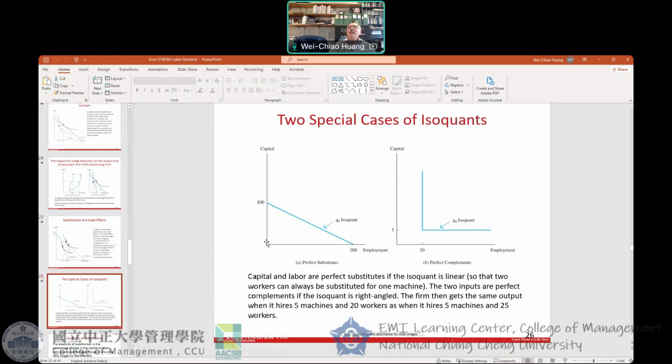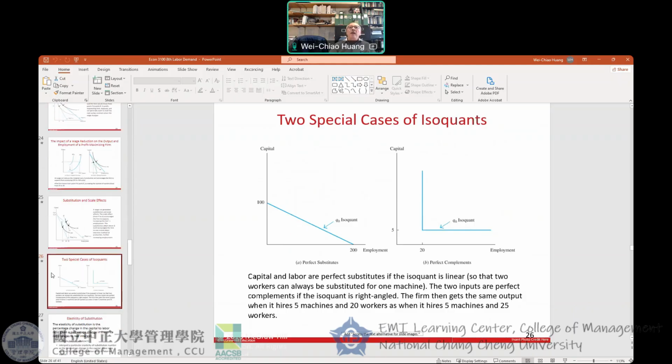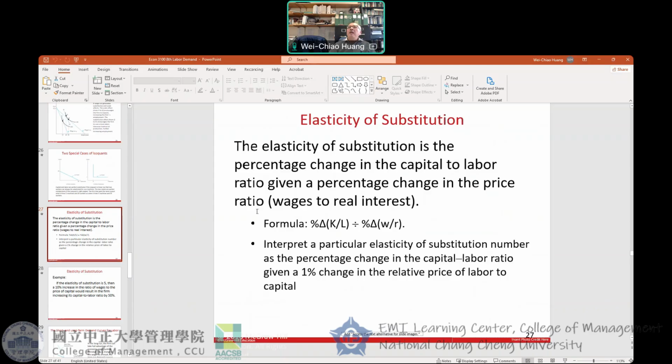And then two special cases of iso-quants. Usually the iso-quant is downward sloping, we know that, negative slope. But if the iso-quant is a straight line, linear, we'll have the case of perfect substitutes. When the iso-quants are very much angled, like this 90-degree curve, then we know this is the case that the two inputs are perfect complements. In other words, there's no substitutability whatsoever. Zero substitution effect in this case. Okay? All right, so then move on.